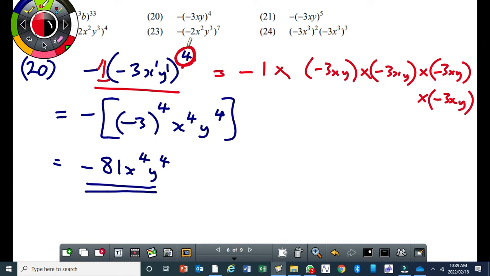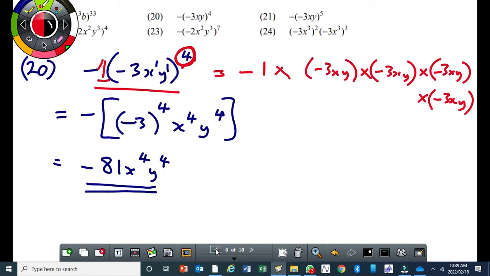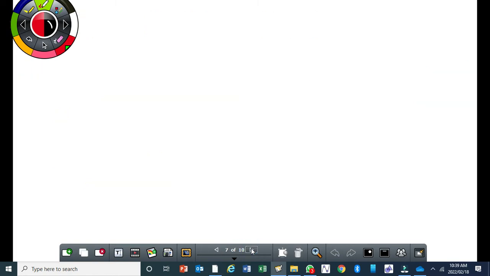Like number 24. Number 23 is the same concept that I used here. So number 24, you have minus 3x squared. So minus 3x cubed all squared. Let me go to the next page. Minus 3x cubed all squared.